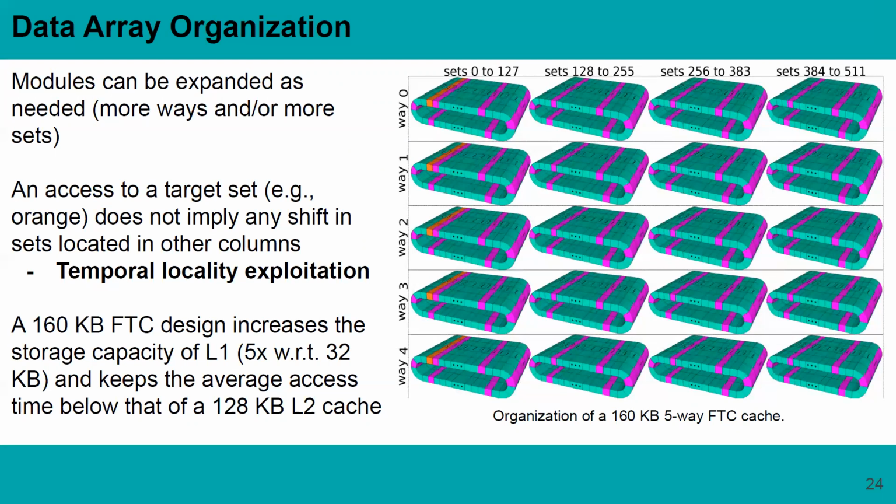The organization shown in the figure corresponds to a 160 kilobyte 5-way FTC cache. Notice that this capacity is 5 times the storage capacity of a conventional 32 kilobyte SRAM cache, occupies less area than the conventional cache, and it is the sum of the L1 and L2 capacities for a 32 kilobyte L1 and 128 kilobyte L2 cache hierarchy.